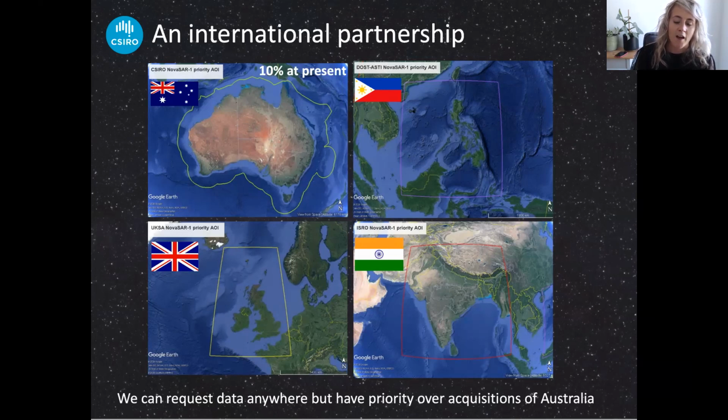This means that we can request data anywhere in the world, but we have priority over the acquisitions that fall in this area of access that you can see shown by the yellow line. And you can see each of the areas of access for each of the mission partners in these images here. So it also means that we're very unlikely to be able to facilitate acquisitions over the areas of access of other mission partners. So we will unlikely be collecting data over the UK, over India, or over the Philippines, but we can request data anywhere else in the world.